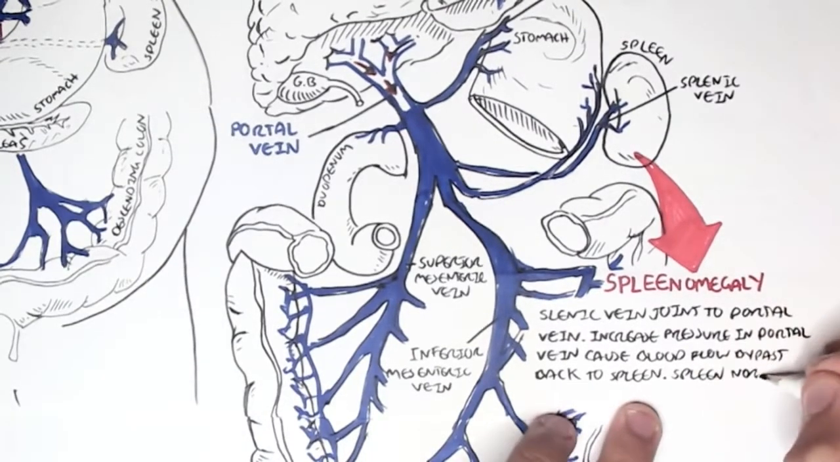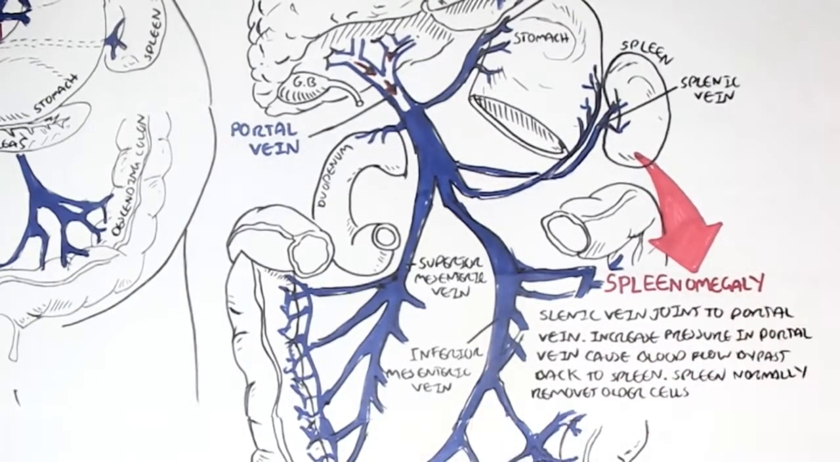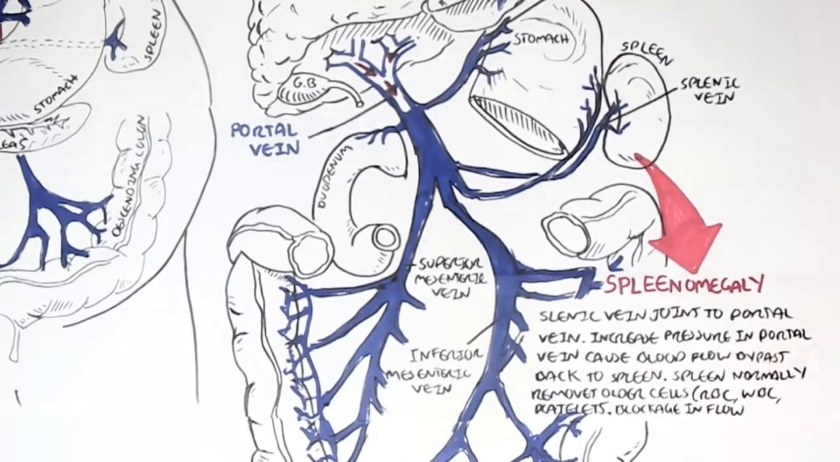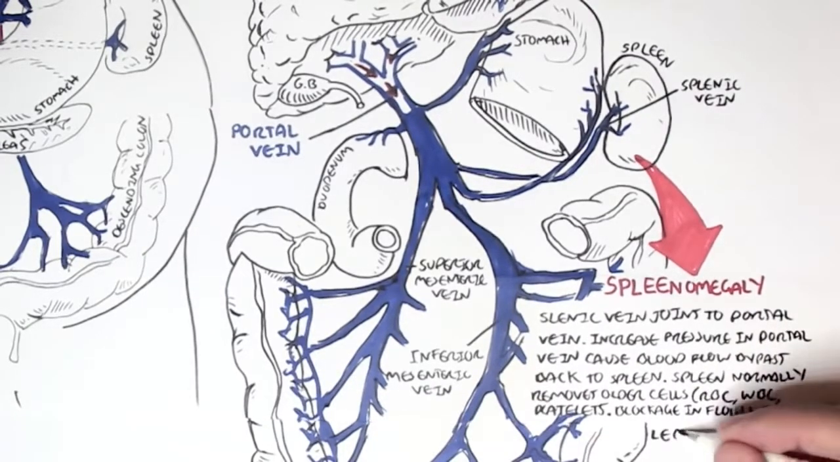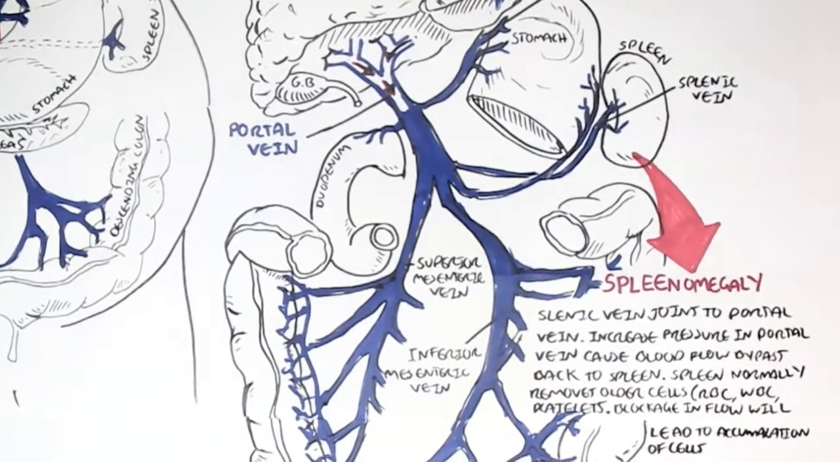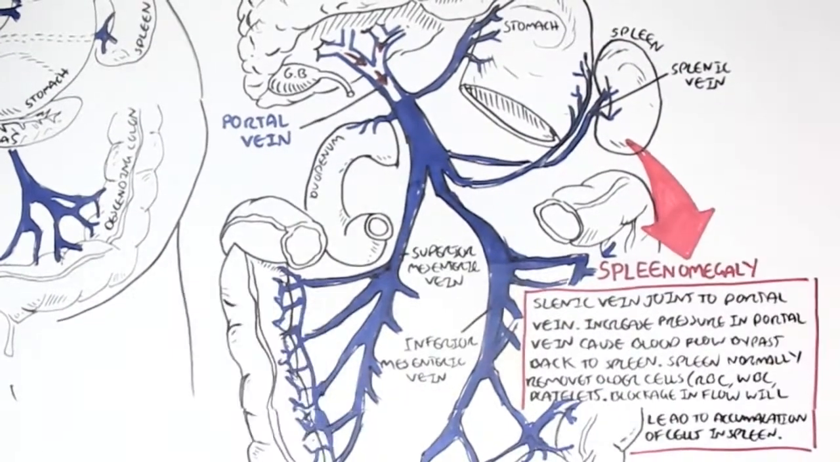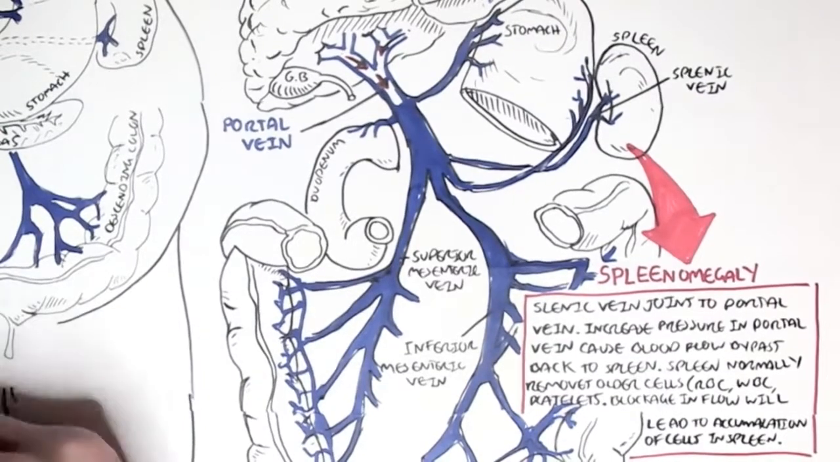Spleen normally removes older red blood cells and white blood cells and platelets. So a blocked blood flow from the spleen to the liver will cause accumulation of cells in the spleen. And this will cause enlargement of the spleen, also known as splenomegaly. What would this mean for the body?